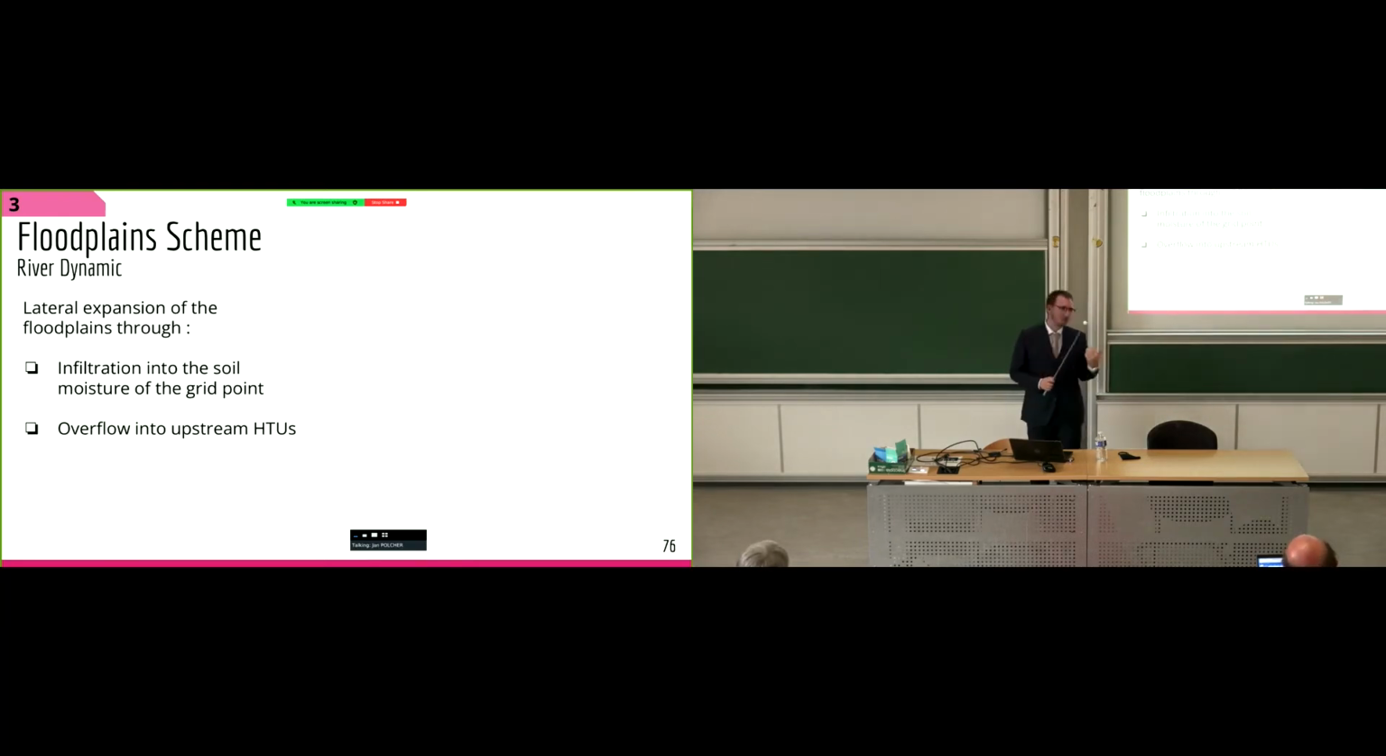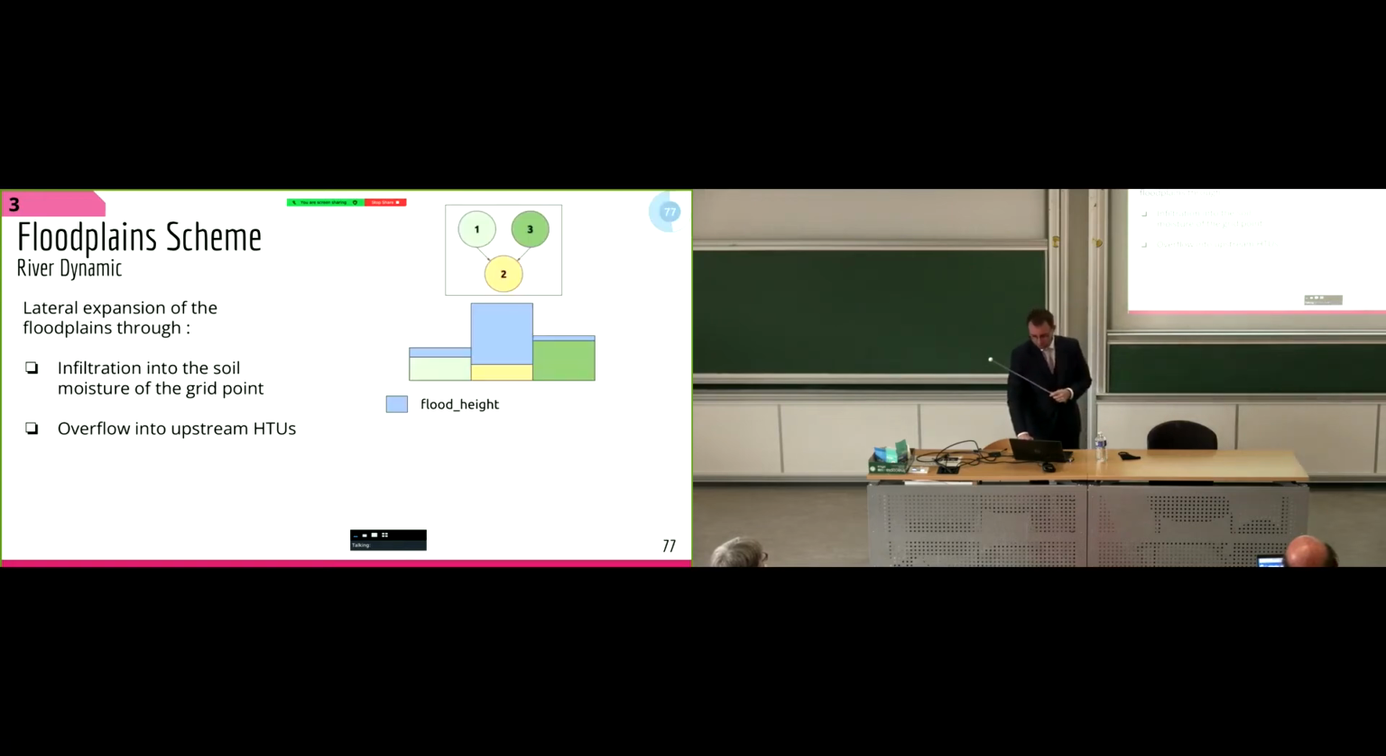We also have to consider the river dynamic. First, the lateral expansion of the floodplains is done through the infiltration of the water in the floodplain reservoir into the soil. So you have an HTU that can affect the soil moisture of the whole grid point through infiltration. And then we also have the overflow into upstream HTUs.